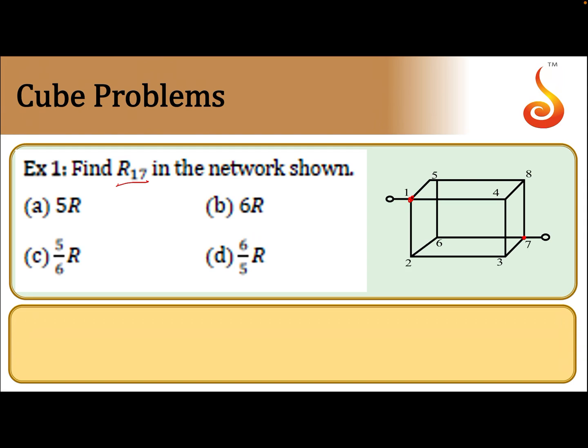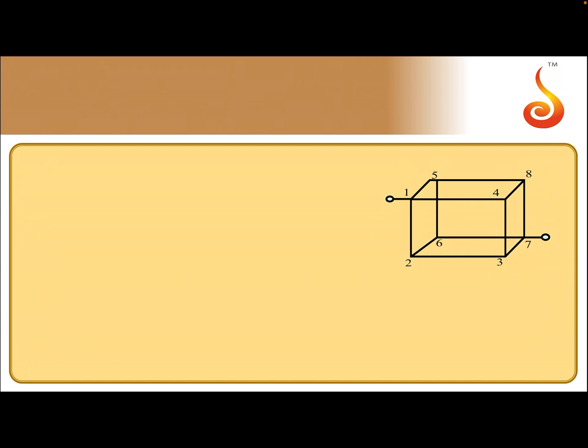Now the network is symmetric about the diagonal, the line joining 1 and 7, this diagonal. Therefore, current in resistors is distributed symmetrically about the diagonal. So current distribution can be considered this way. Let us say current is entering at point 1. Let us say 6I is the current entering.